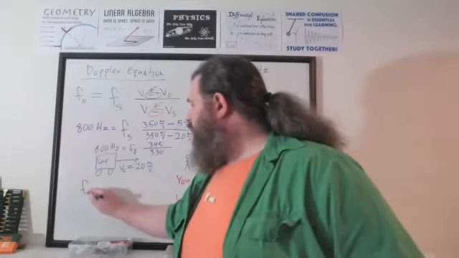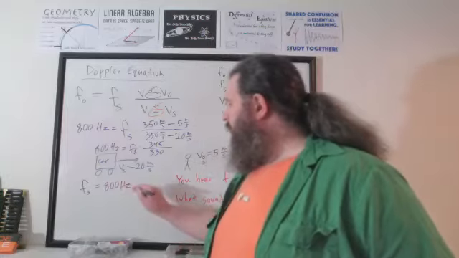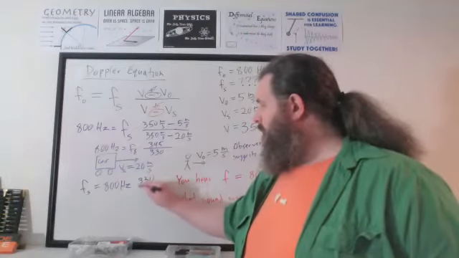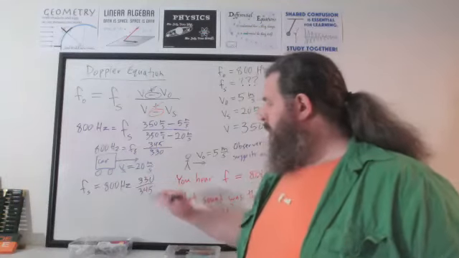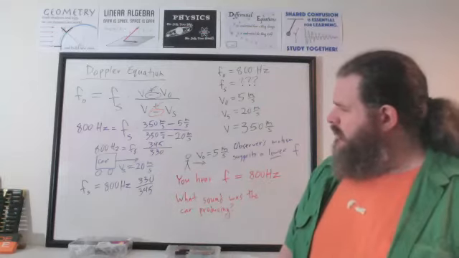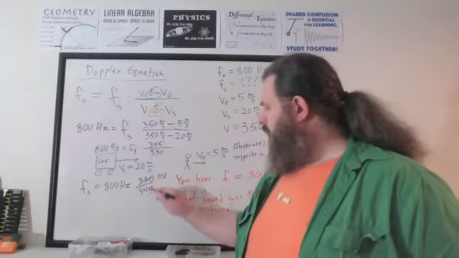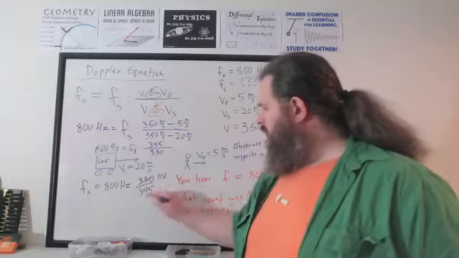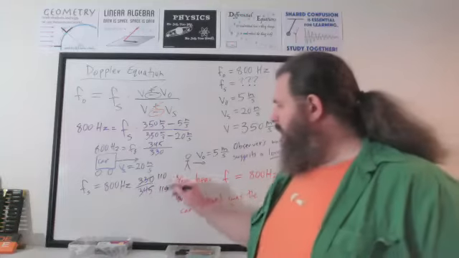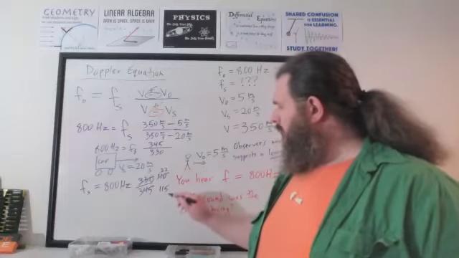So the frequency of the source should be 800 hertz, the frequency that's observed, modified by the reciprocal, 330 over 345. And those are both multiples of 3, so we can reduce that to 110 over 115. And further, those are both multiples of 5, so we can divide by 5 and reduce that to 22 over 23.